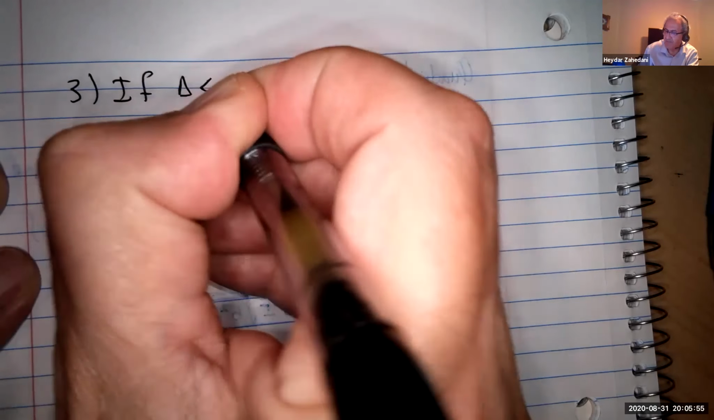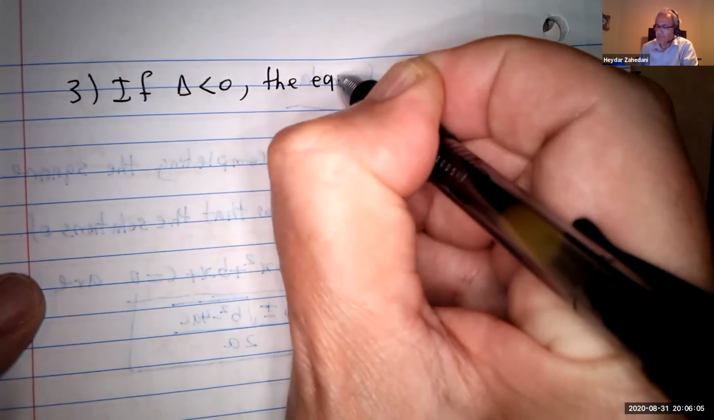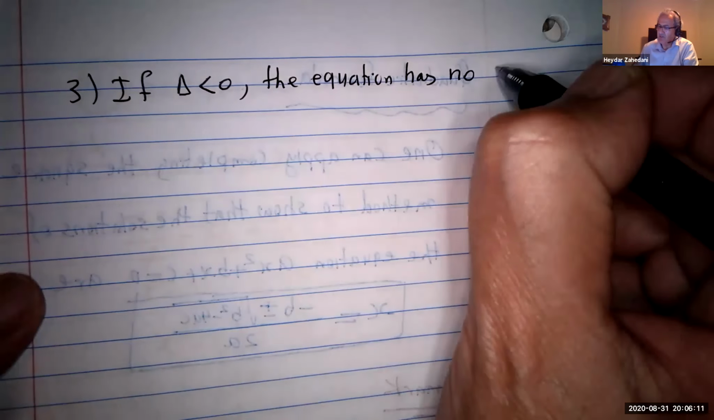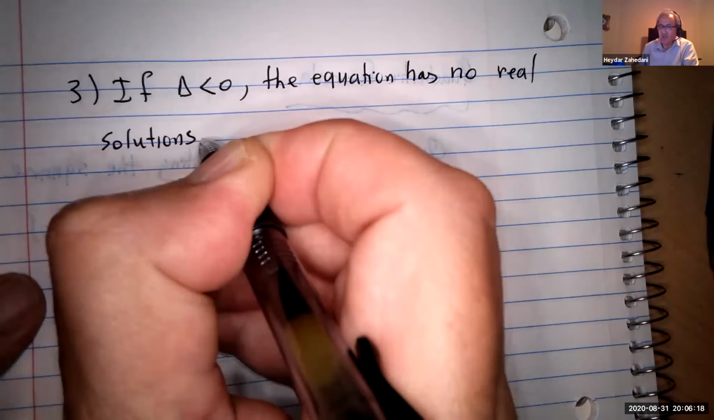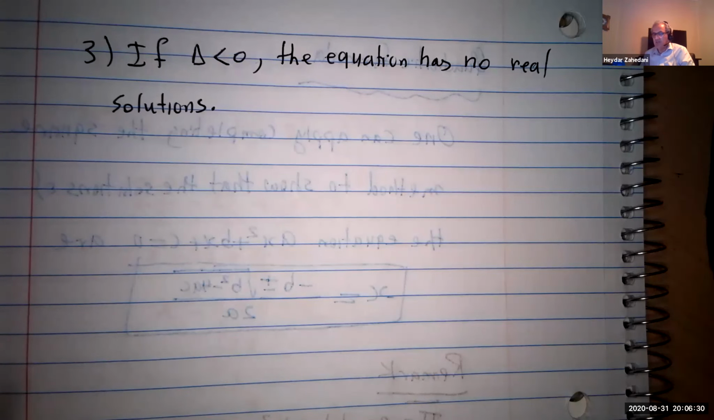Case three, this is it. If delta is negative, you get a negative number under the square root, you cannot continue. So the equation has no real solutions. The solutions are going to be complex numbers. Then we talk about complex numbers later. So we have three cases, and nicely, then we can find the solution right away.